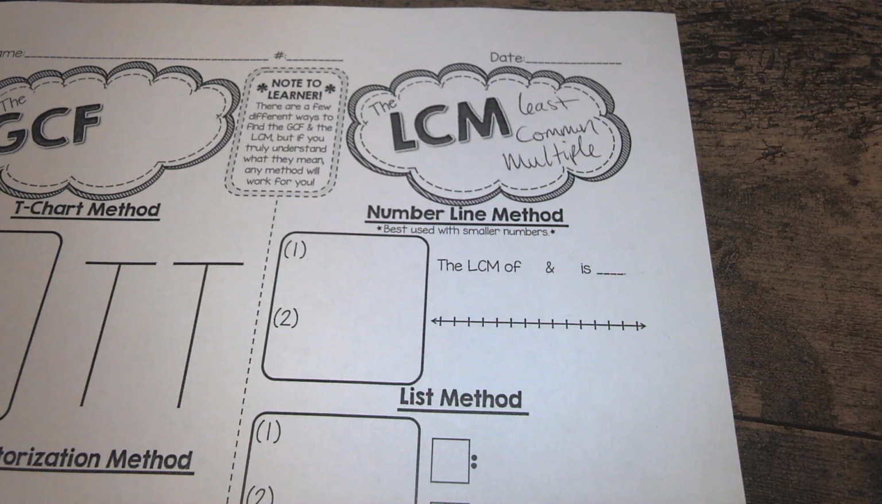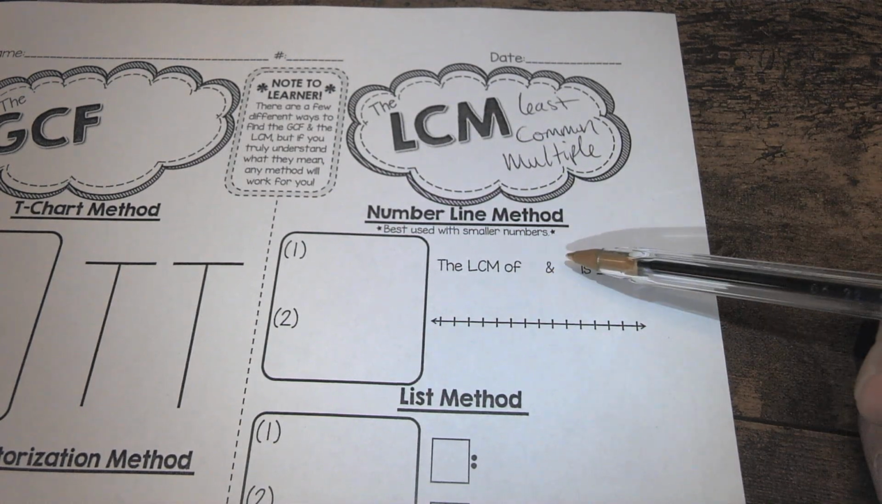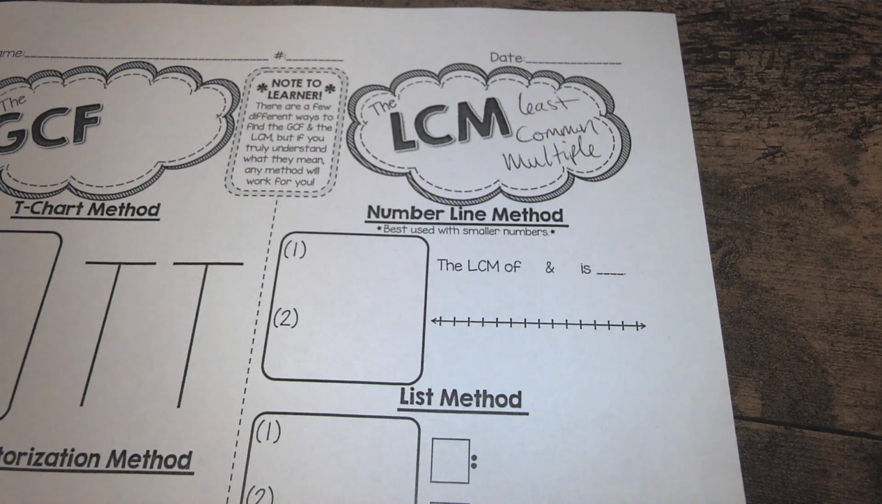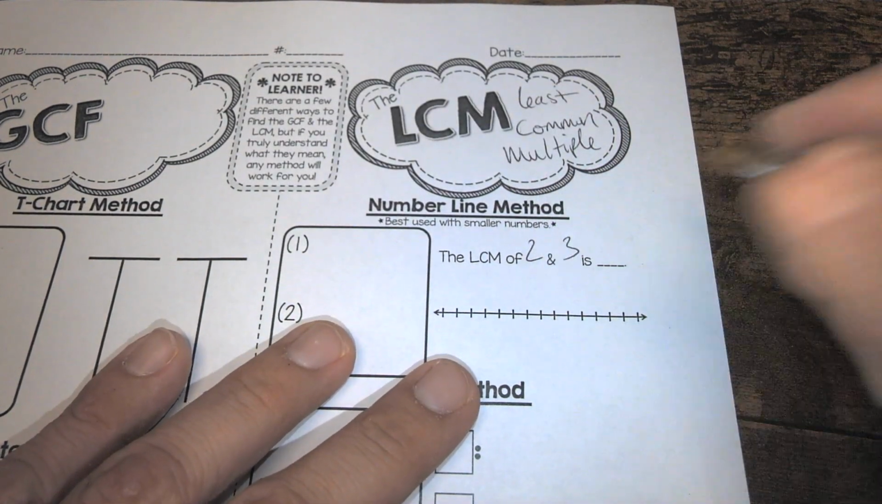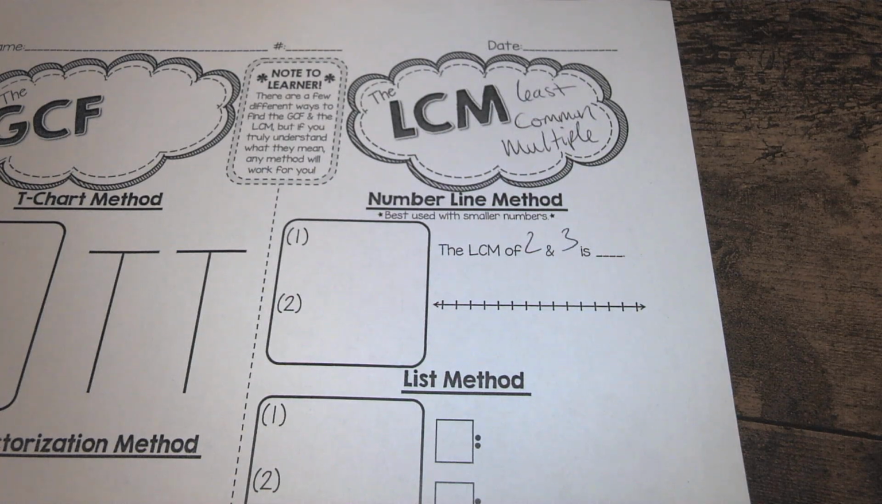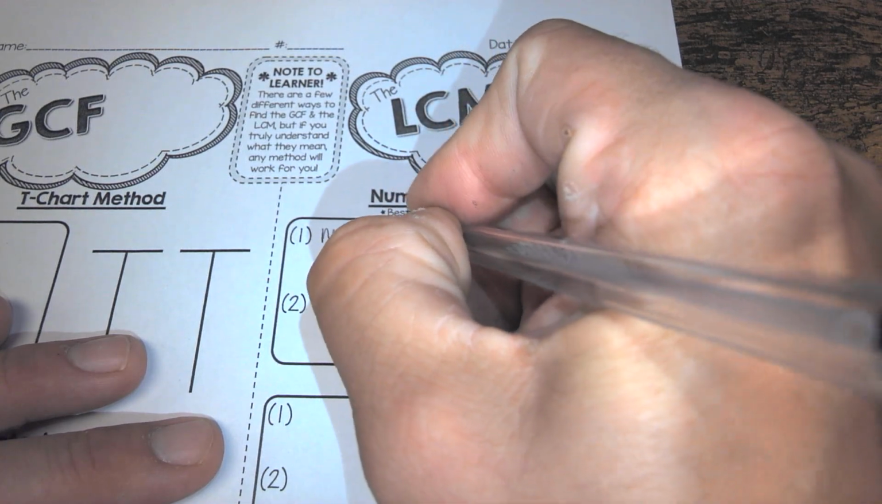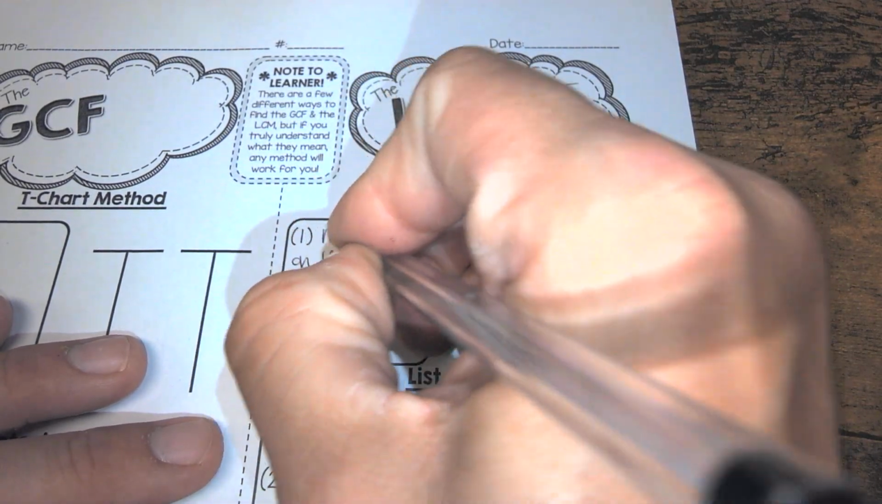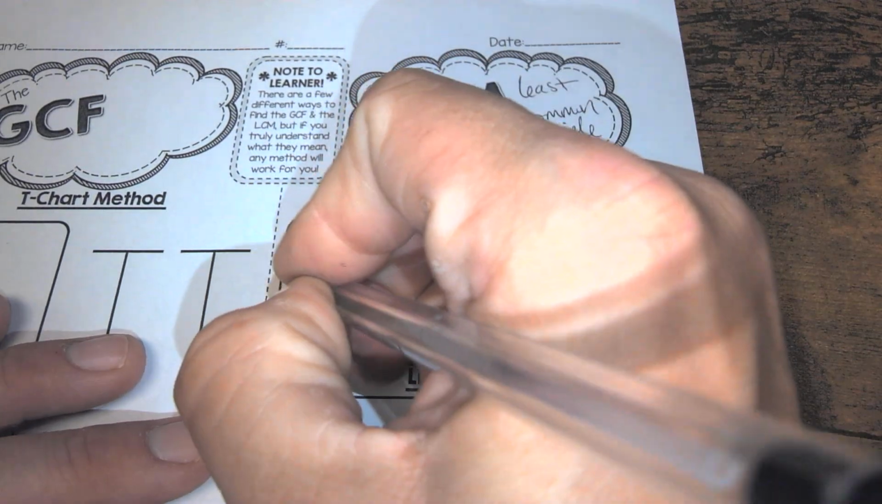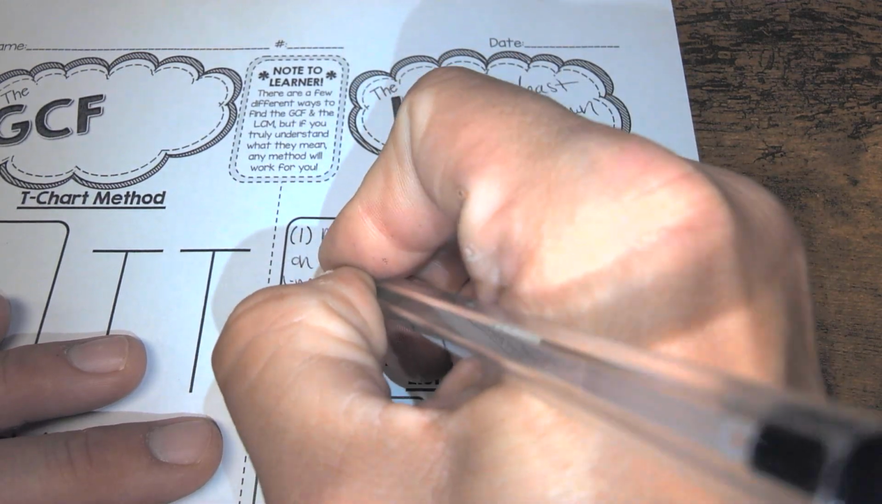So there's a couple of different methods to doing this. The first method we're going to talk about is the number line method. Now, this one is best used when you're using small numbers. The small numbers I'm talking about are like 2 and 3, really small numbers. Because what you're going to do is mark the multiples on the number line for each number.